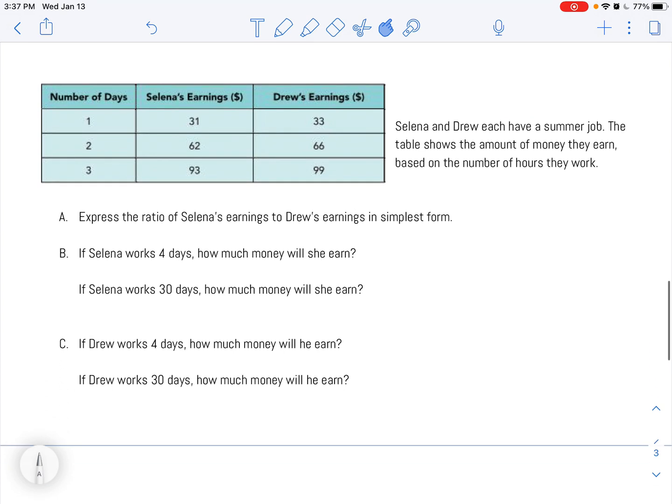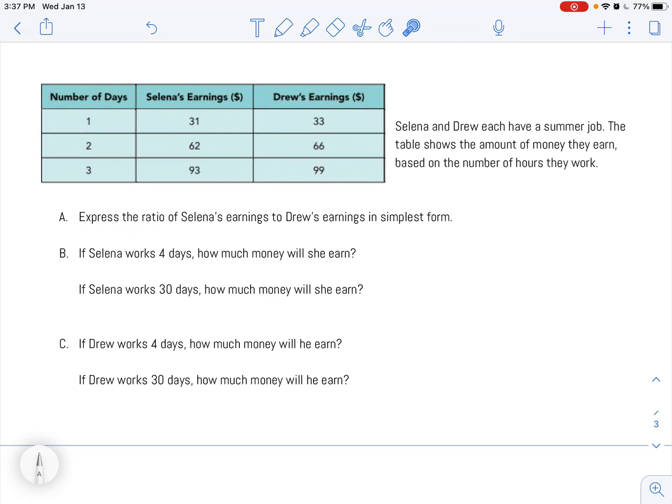All right, last problem. Selena and Drew each have a summer job. The table shows the amount of money they earn based on the number of hours they work. So, if they work 1 day, Selena earns $31 and Drew earns $33. If they work 2 days, she's 62, he's 66, 3 days, 93, and 99. So every day, Selena's earning $31 and Drew's earning $33.